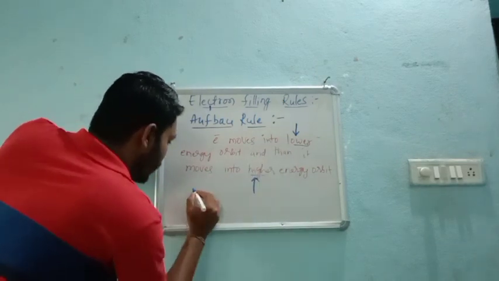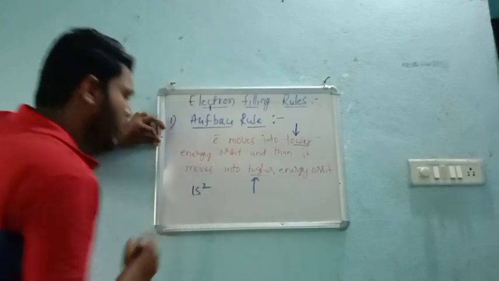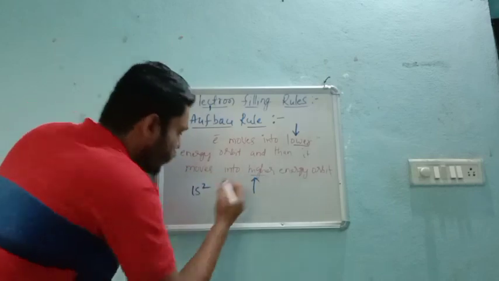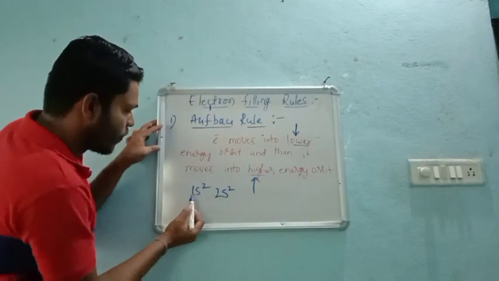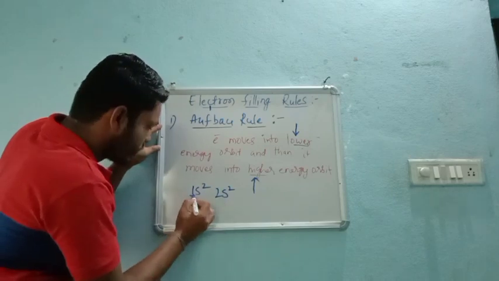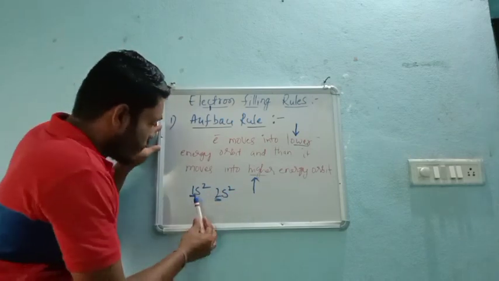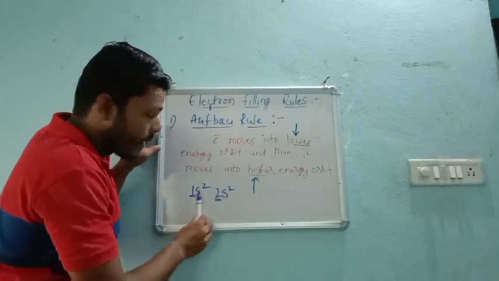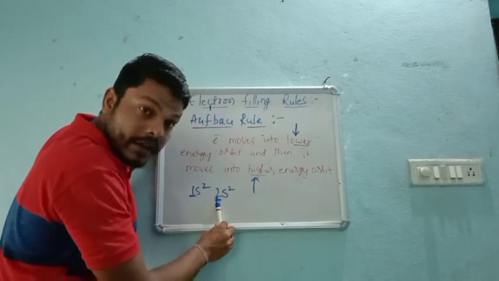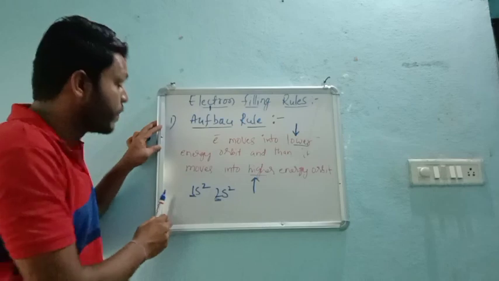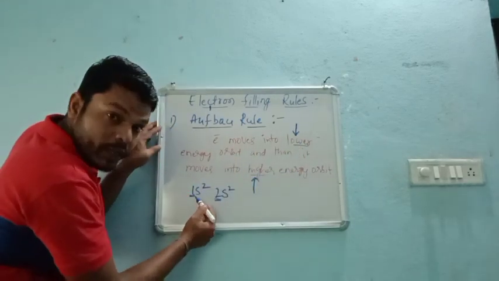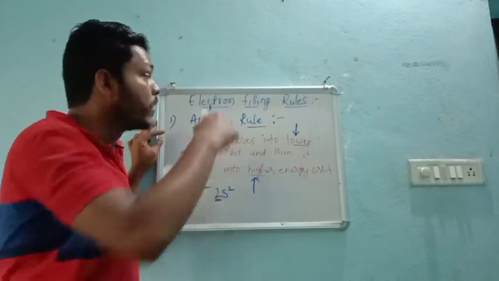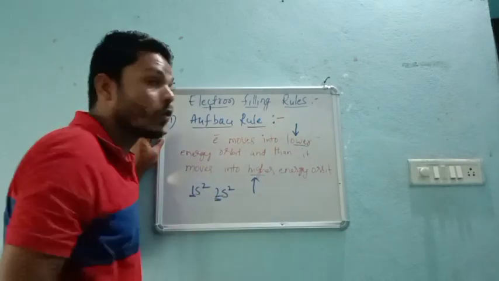According to the rule, first the 1s orbital will be filled. If the electrons are more, then we move to the second orbital. That means number 1 and number 2. The first shell has lower energy compared to the second shell, so the electron first moves into the first shell. That means n is equal to 1, n is equal to 2. I had shown you, right?